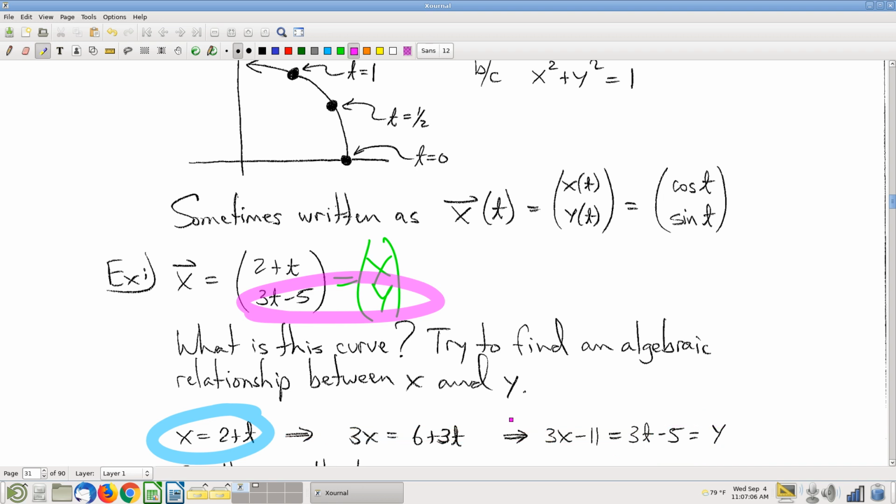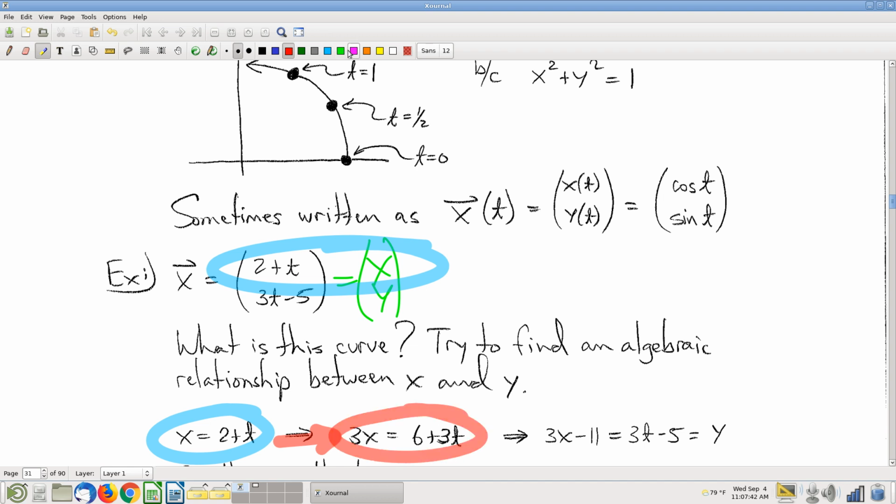So let's get started. How do you actually do that? Again, it's not algorithmic. It's not going to be the same every time. But in this case, if x is 2 plus t, I would like y to show up. y has 3t in it. I have a t. I want to make a 3t show up. What can I do to t to turn it into 3t? Multiply both sides of the equation by 3.